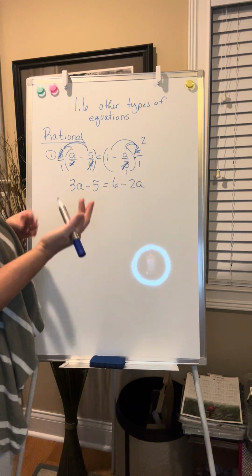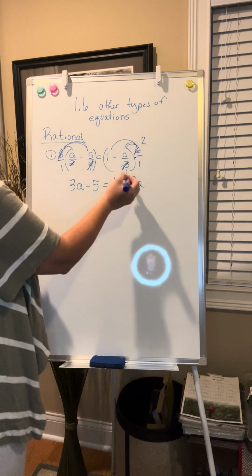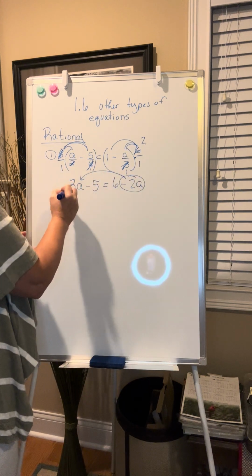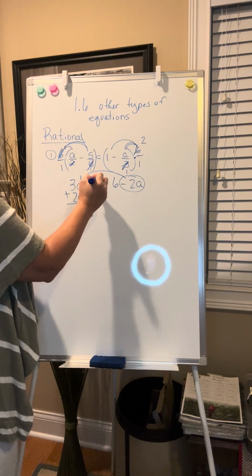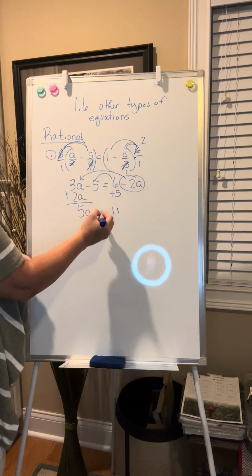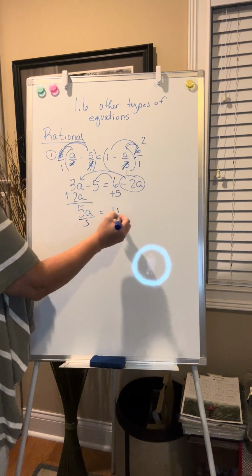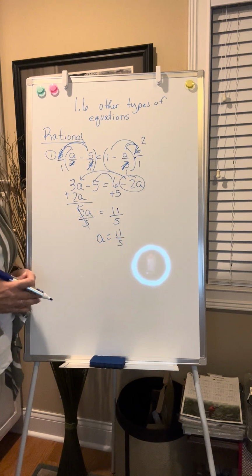So now we've got a linear equation that we can solve without the fractions. I want to get my variables to the same side. So minus 2a, bring to the left side, making a total of 5a. Minus 5, bring to the right side, making it plus 5, or 11. Last step, divide by what's on your variable. And so the solution here would be 11/5.